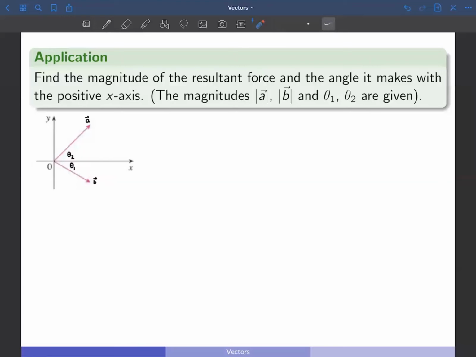Let us now see an application about vectors. We are given two force vectors A and B, and we're asked to find the magnitude of the resultant force and the angle that it makes with the positive x-axis, given the magnitudes of the force vectors A and B, and the angles θ1 and θ2 that these force vectors make with the positive x-axis.